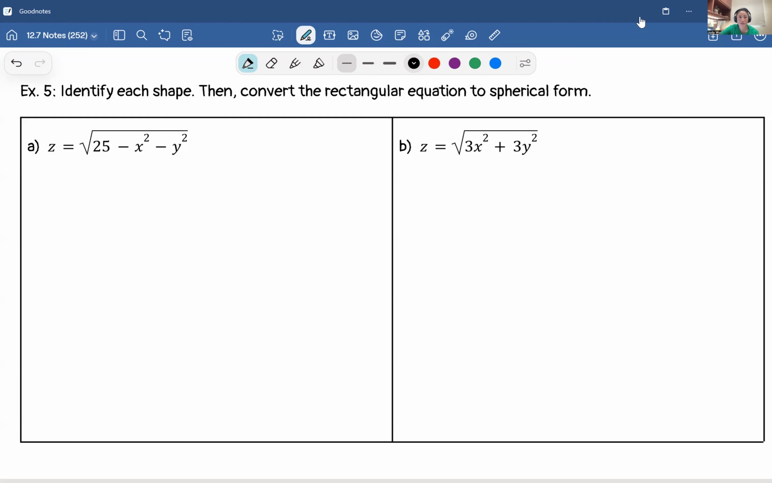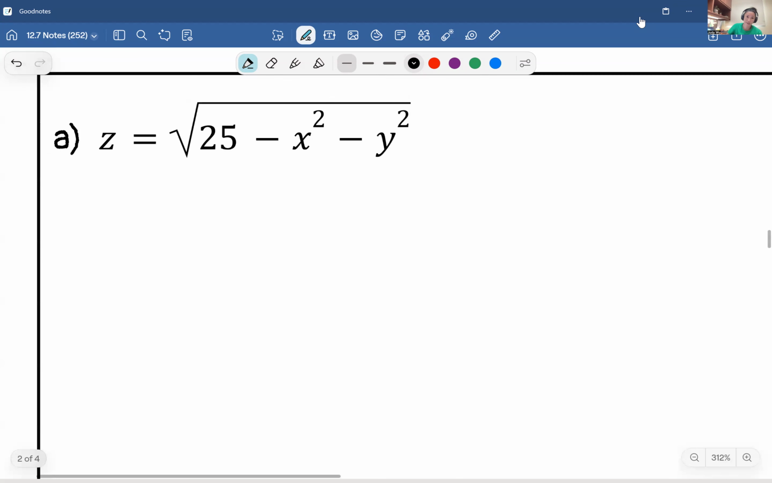Hi folks, welcome to our last video for our 12.7 lecture series. In this video, we're going to take a look at identifying shapes from a rectangular equation, but then taking those rectangular equations and converting them to their spherical form. So let's get started with part A.